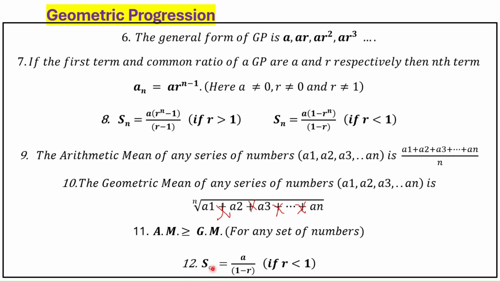S infinity, the sum of infinite terms if R is less than 1. Normally we learnt that if R is less than 1, this is the equation. But what happens is 1 minus R power n becomes almost equal to 1. R power n, when n is infinity and R is less than 1, will become almost 0. So in such cases, S infinity is equal to A by 1 minus R. This is another equation.